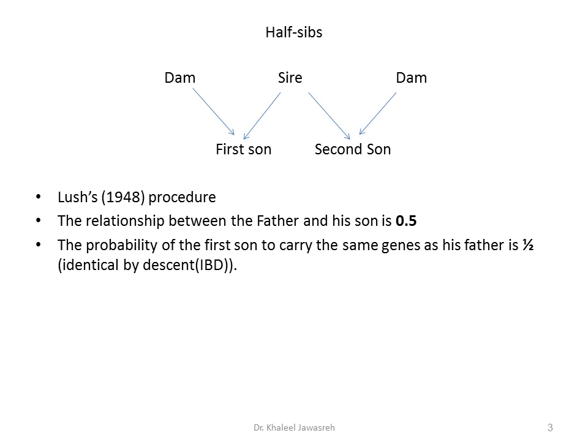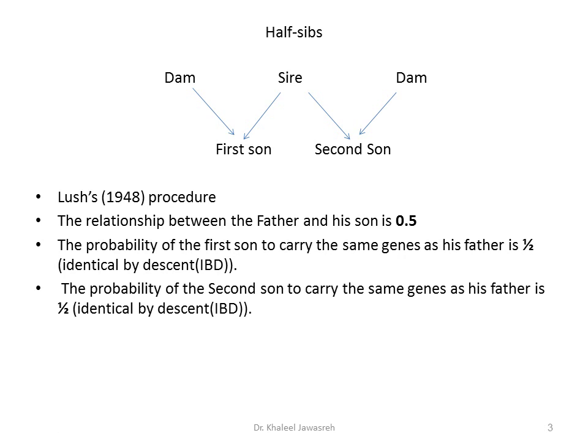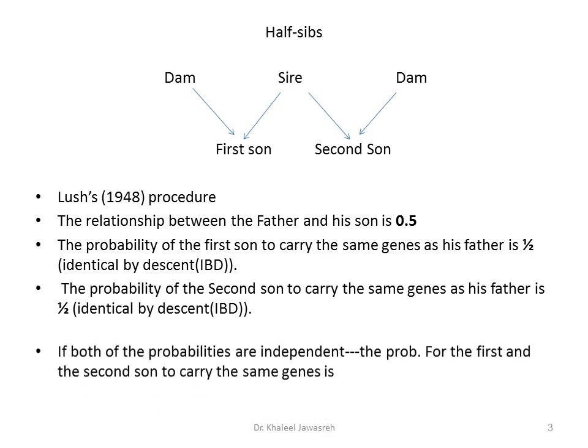And also, the probability of the first son to carry the same genes as his father is half. It means that they are identical by descent, IBD, by 50% of the genes. So the probability of the first son to carry the same genes as his father is just 50%. The probability of the second son to carry the same genes as his father is also calculated to be half, or 50%. They are identical by descent by 50% of the genes.